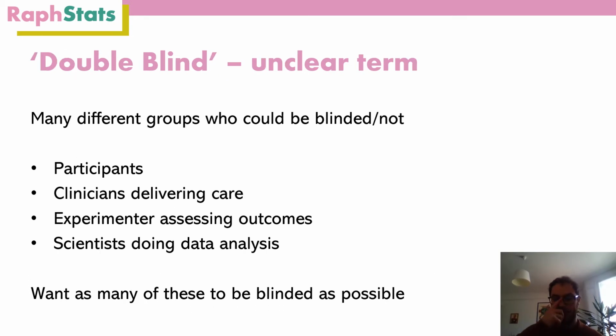The other thing to mention here is you often hear the phrase double blind chucked about. It's a bit of an unclear term, and there aren't just two individuals who can be blind. There are many groups. So ideally you want a study to tell you exactly who is blind. There are the participants, there are the clinicians who are going to be delivering their care on a day-to-day basis, and do they know what's going on? There's whoever's going to be assessing the outcomes at the end. So a lot of times in therapies, blinding everyone is ideal, but sometimes you can't blind everyone.